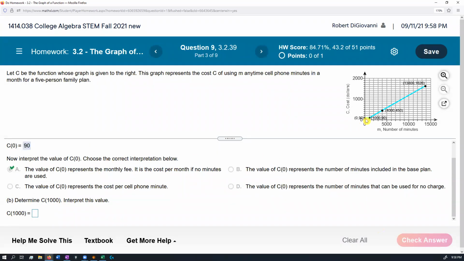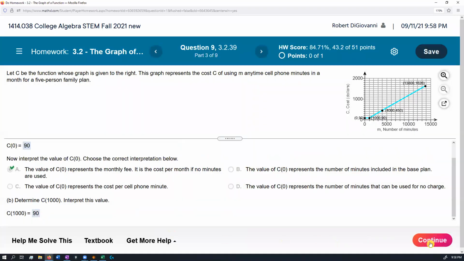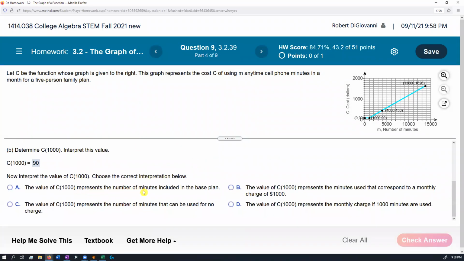Determine C of 1,000. When we plug in 1,000, we get 90 again. They want us to interpret this. Represents the number of minutes included in the base plan. No, 90 does not represent the number of minutes included in the base plan. Represents the number of minutes that can be used for no charge. No. Represents the minutes used that correspond to a monthly charge of 1,000. No, it represents the monthly charge if 1,000 minutes are used. This is exactly how much you're going to get charged if you do 1,000 minutes.